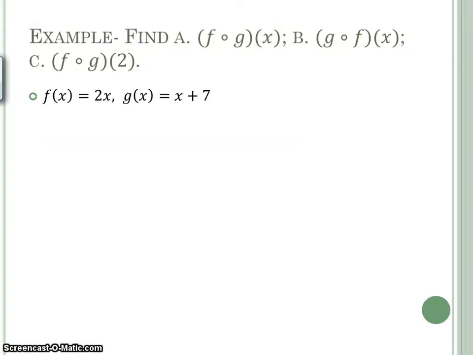All right, so here we've got a pair of functions, and we're going to find three things. We're going to find f of g of x, g of f of x, and f of g of 2. So our first pair, we've got f of x, which equals 2x, and g of x, which equals x plus 7.